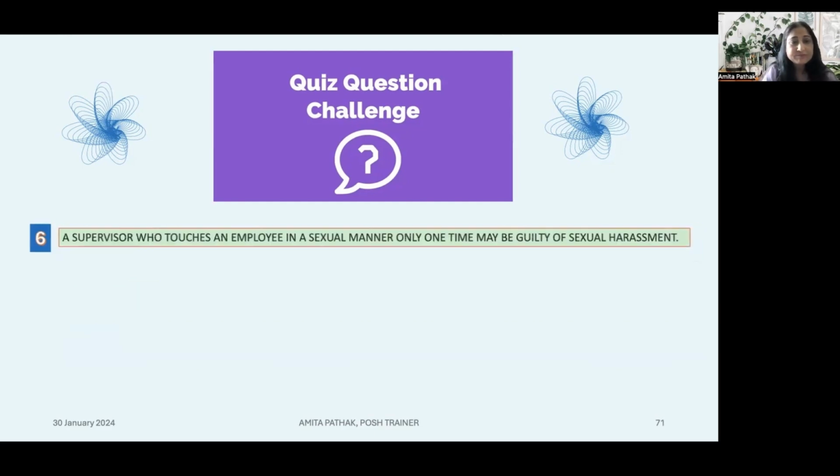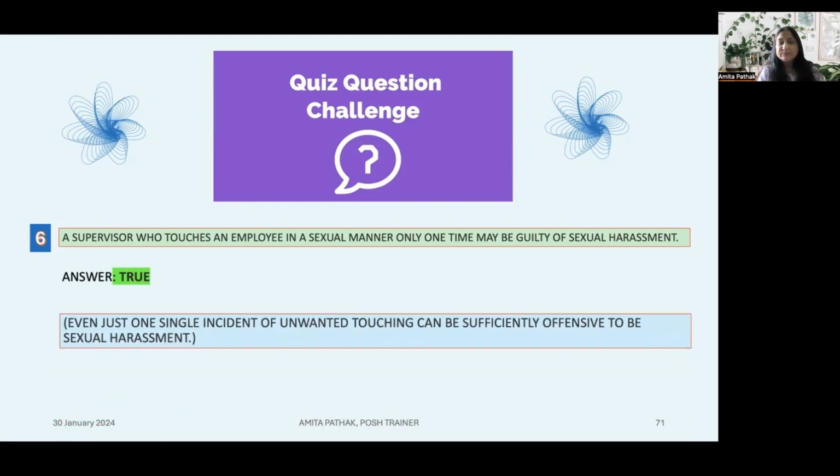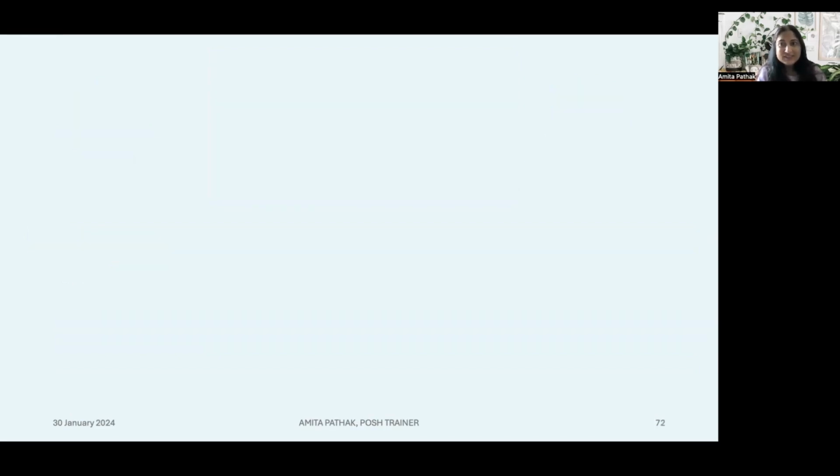Next, a supervisor who touches an employee in a sexual manner only one time may be guilty of sexual harassment. True, yes. It doesn't matter whether it is once or a number of times. Even just one single incident of unwanted touch can be sufficiently offensive to be sexual harassment.